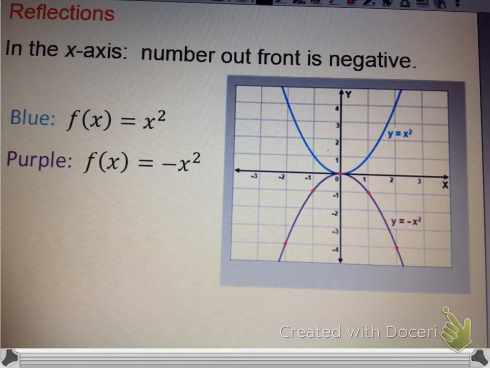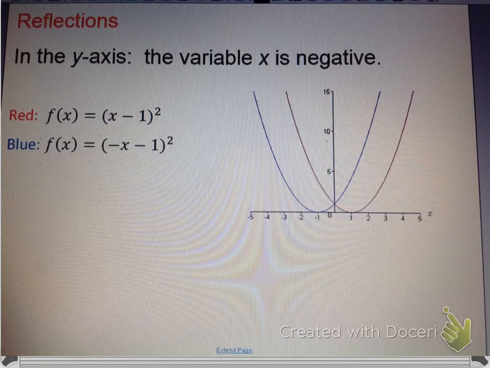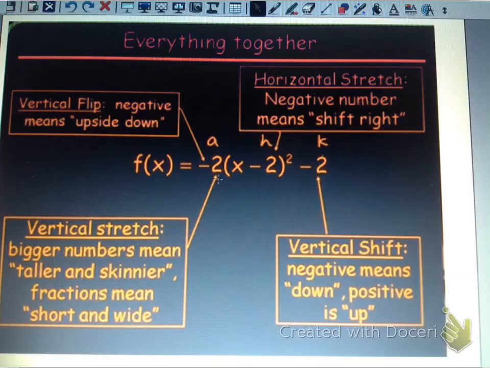Reflections. If we want to reflect a parent function across the x-axis, usually the number out front is negative. When we reflect across the y-axis, notice how we have parentheses and then the variable x inside is negative. This next slide sort of sums everything up.